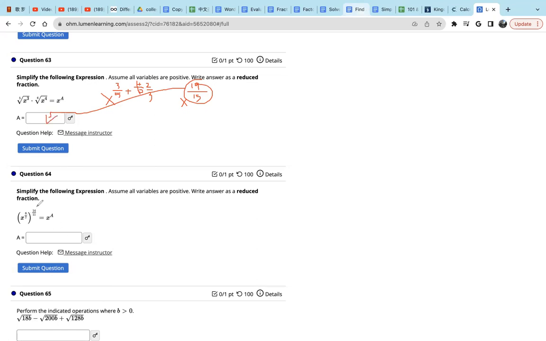Let's see this one. Two layers of exponents will multiply. So 6 times 14, 84. So that equals x raised to 84 divided by 7 times 11, 77.